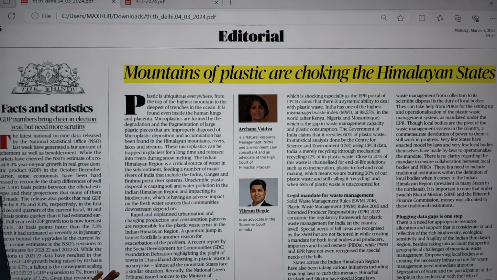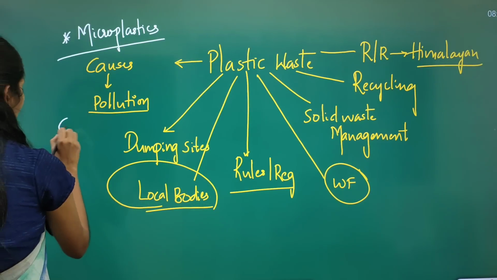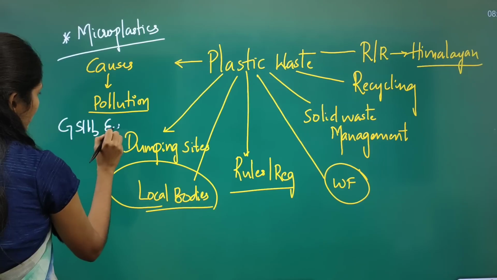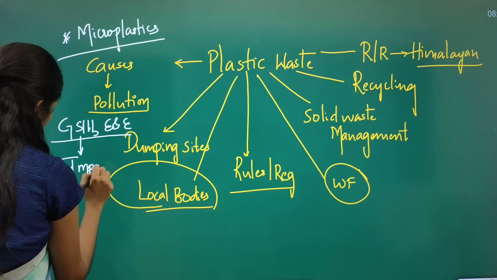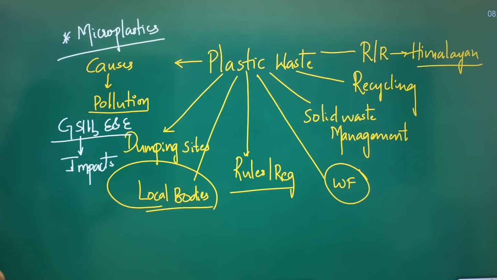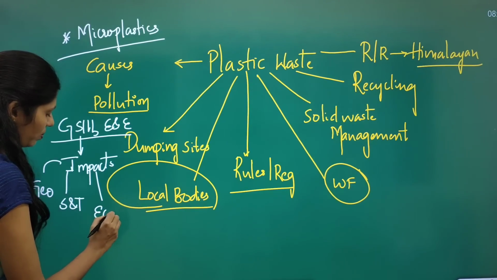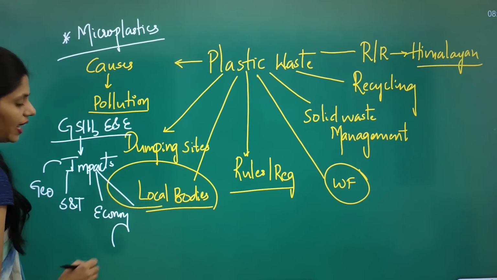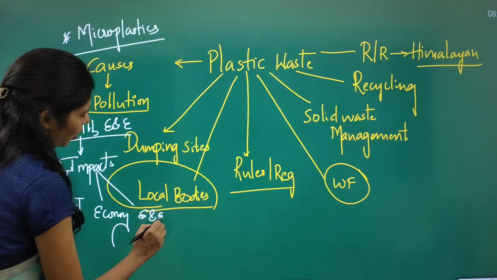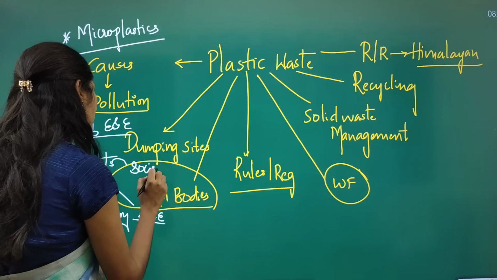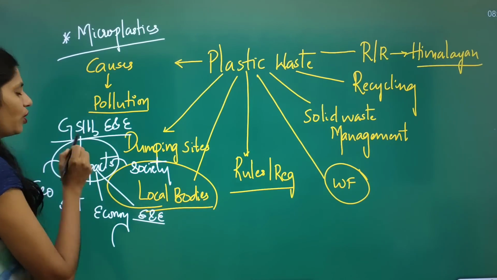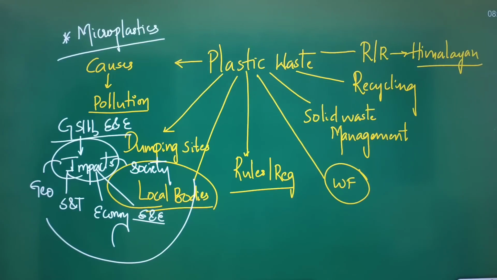Now let us see this article in detail, and this article is important from GS Paper 3 under environment and ecology. If you are talking about impacts of plastic pollution, we can cover different dimensions like geography, science and technology, and economy. And how it is impacting environment and ecology or biodiversity in that region, and what will be the impact on society at large. So from an impacts point of view, we can cover these different subjects.